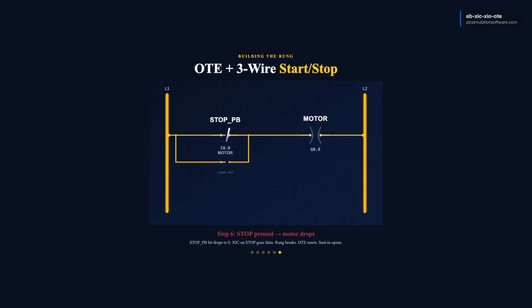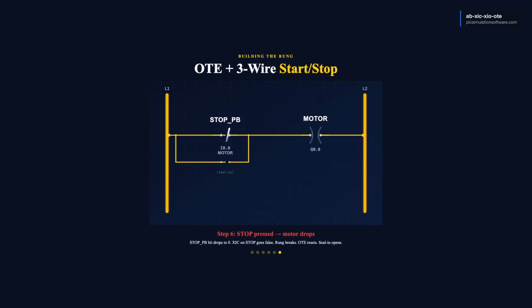Place an XIC on start_PB in series. This is your normally open start button, bit 0 at rest. Place an OTE on motor_contactor. When stop is 1 and start is 1, the OTE sets the contactor bit. But the moment you release the start button, start drops to 0. The OTE resets. The motor drops. That is not a working start and stop circuit yet.